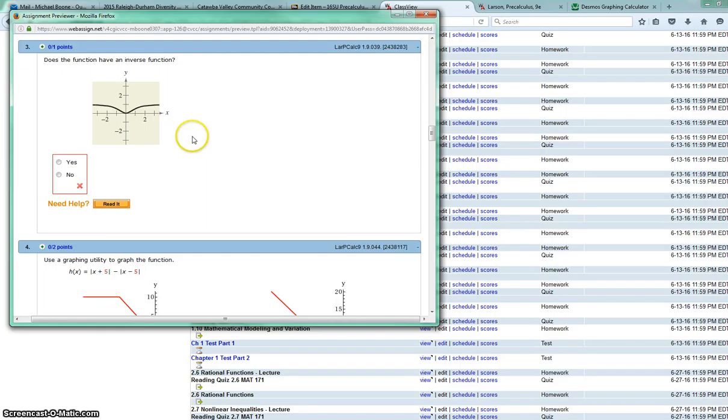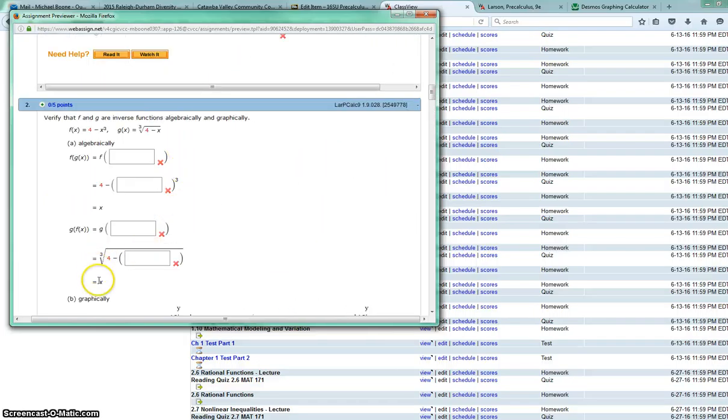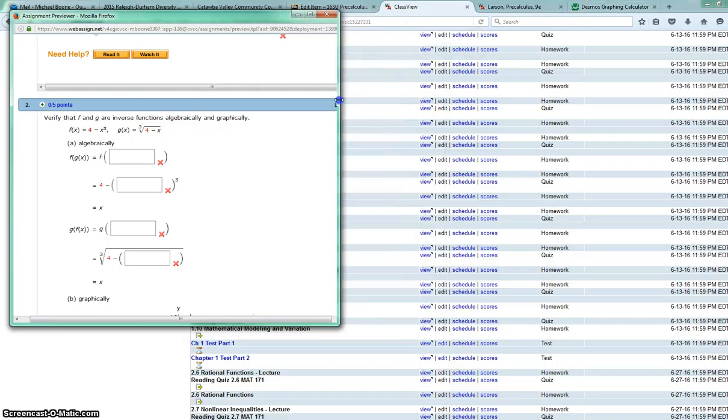Now, algebraically, in the last section we were doing a composition of functions. If you compose two functions and you get an x, then they are inverses of each other. So if these two functions are inverses of each other, when we compose them with each other, our value will be x. Visually, let's look at a couple inverses.